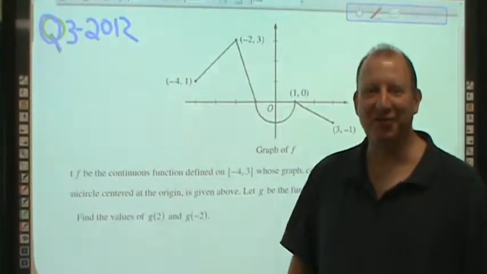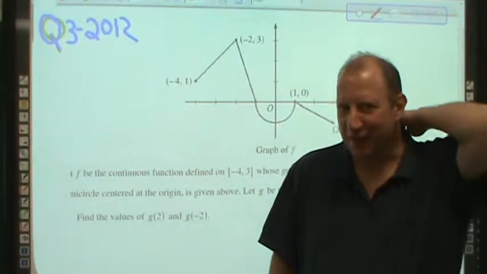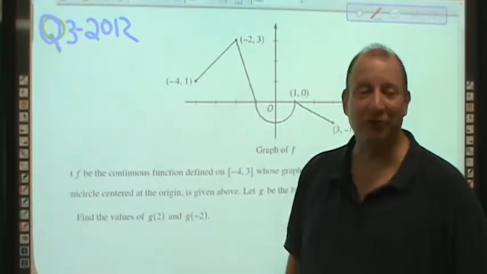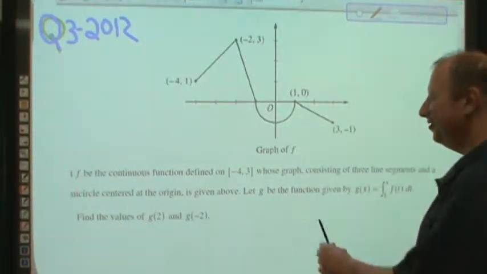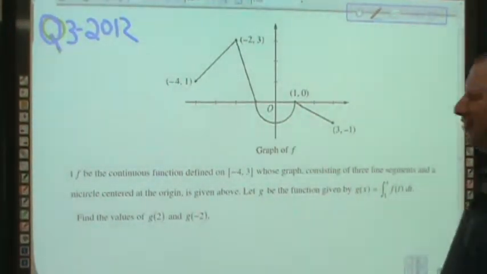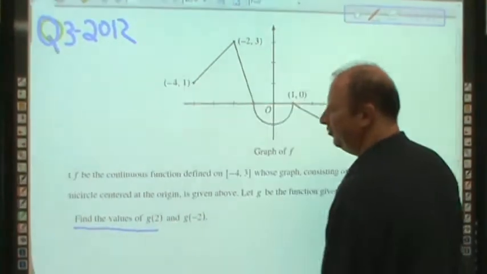Hi, a few days ago you took the 2012 AP exam. I'm going to do question number 3 right now. As you noticed, here's the picture, the graph, and the first question is: find the value of G2.